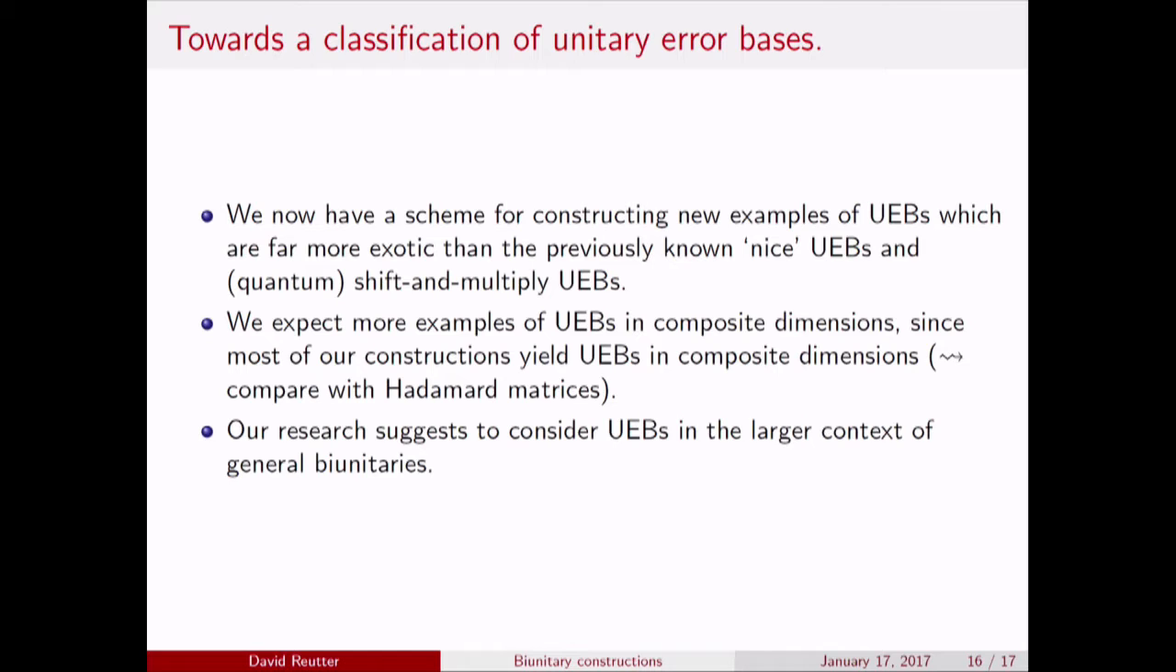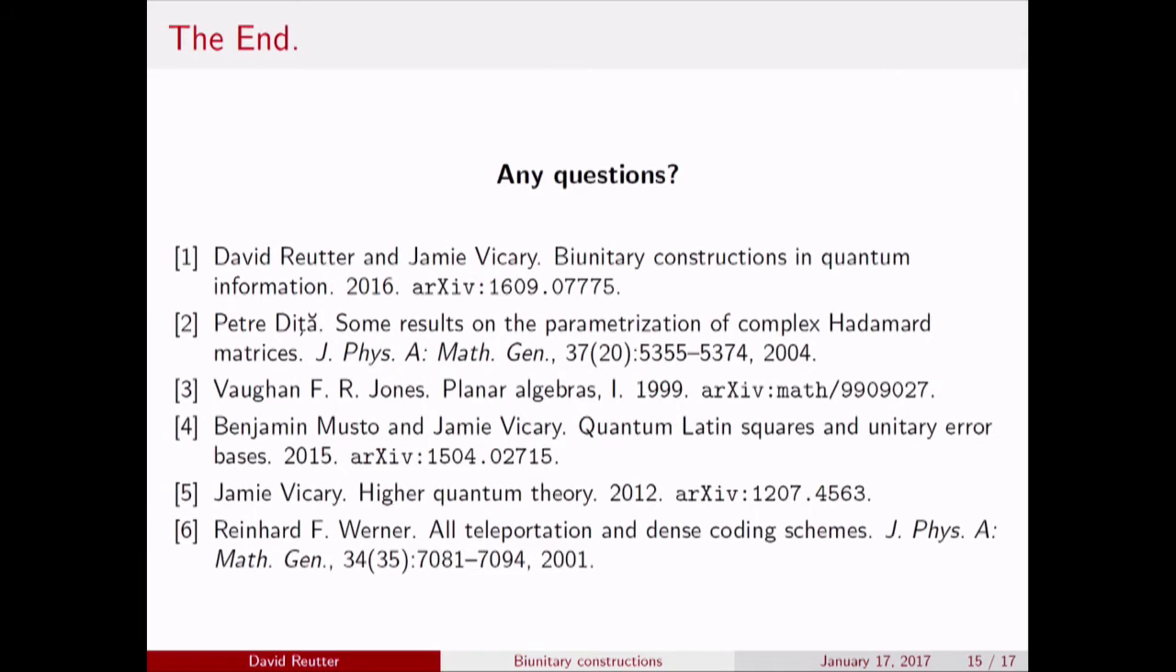So our research also suggests, from what I've been saying, that we should probably consider UEBs in the larger context of all biunitaries. So we shouldn't consider UEBs as something and Hadamard matrices as something else. We should consider them as one big concept and like special cases of one and the same larger concept. And yes, so that's it from me, and I hope you enjoyed the talk, and I thank you for your attention, and if you have any questions.